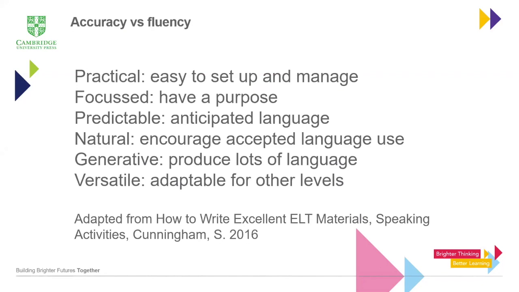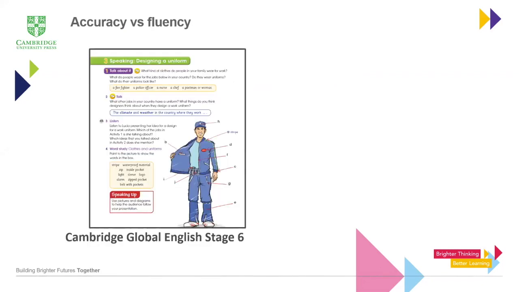So how does this work in practice? Let's have a look. The course books do it again. Here's an example from Global English Stage 6. I appreciate it's quite small on the screen, but maybe some of you are using this course book, Cambridge Global English, or one of the other stages. But I think you'll agree that it covers the 6 points we've just made. It's practical, it's focused, it's predictable, it's natural, it's generative, and it also has a degree of versatility.